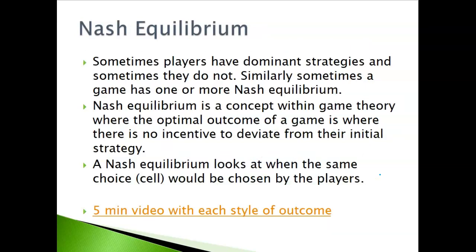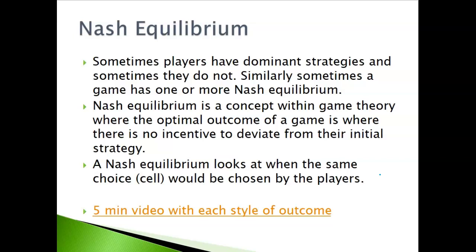Now there's a thing called Nash Equilibrium, and there's definitely lots of other places on YouTube that go through this. But here's how it works. Sometimes players have dominant strategies and sometimes they don't. Similarly, sometimes games have a thing called a Nash Equilibrium. Nash Equilibrium is a concept within game theory, where the optimal outcome of a game is where there's no incentive to deviate from their initial strategy.